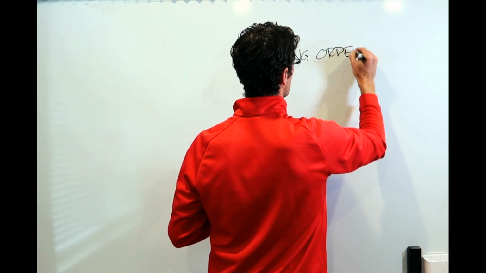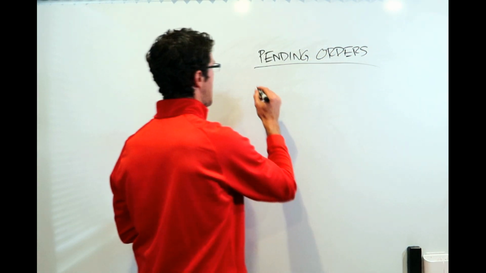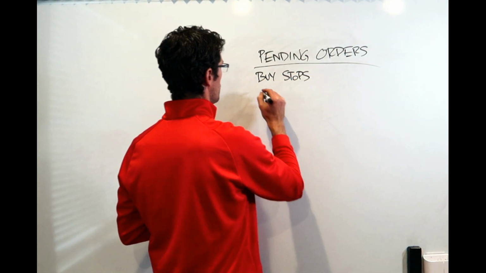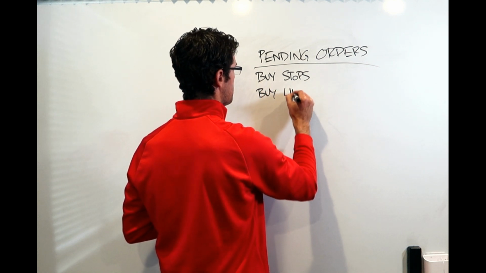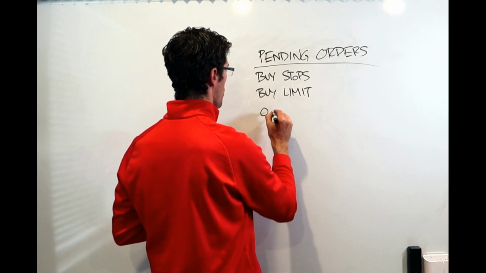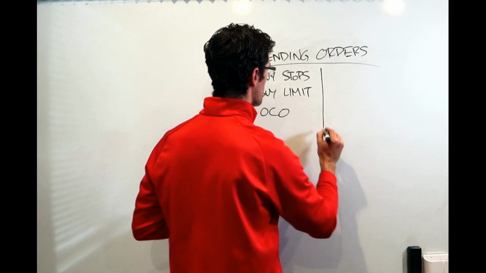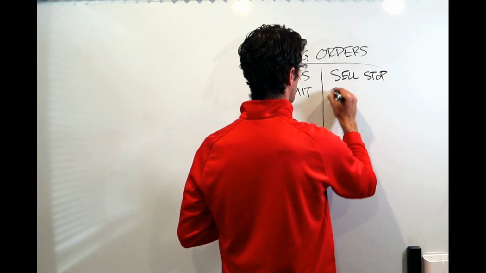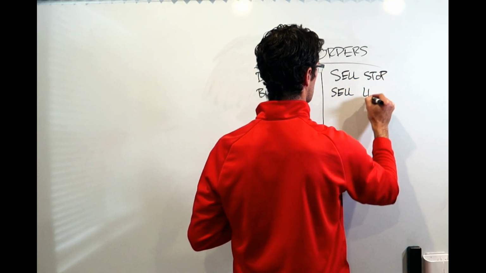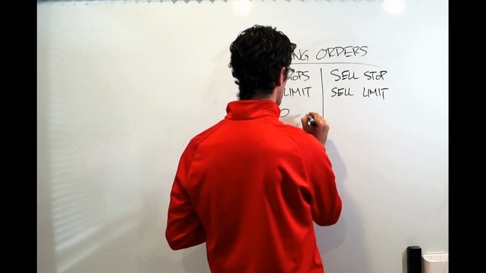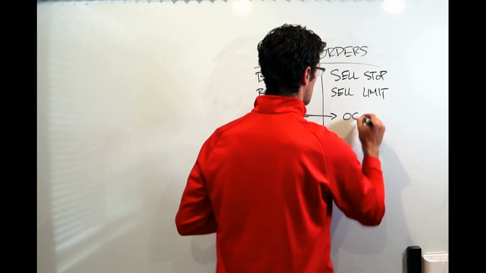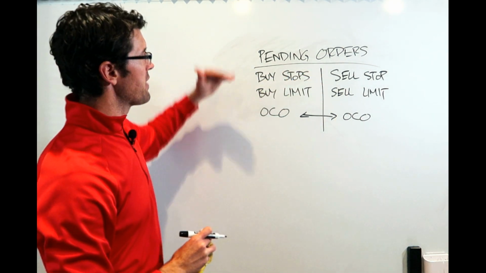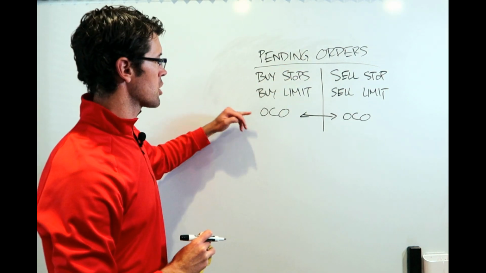Pending orders. Okay, we have buy stops. We have buy limit. And we have OCO. We also have sell stop. We have sell limit. And this actually goes hand in hand. We have an OCO. Okay? Now, let's talk about buy stops and sell stops. And then we'll talk about buy limits and sell limits, and then we'll talk about OCO.